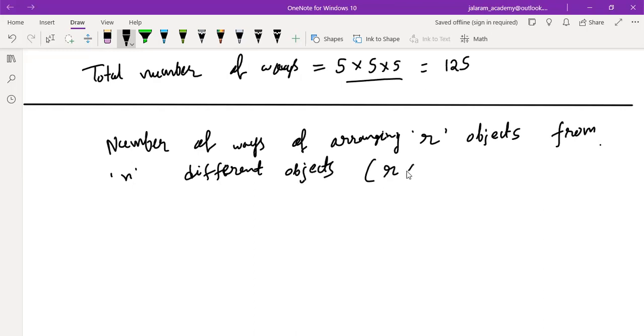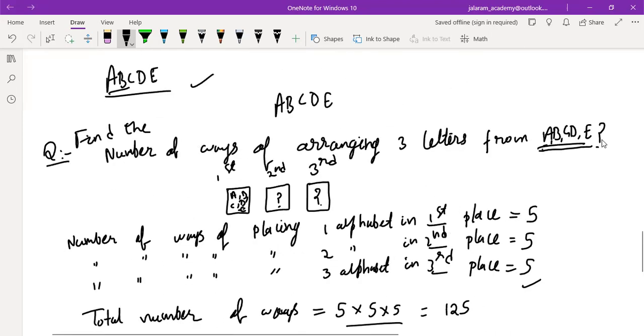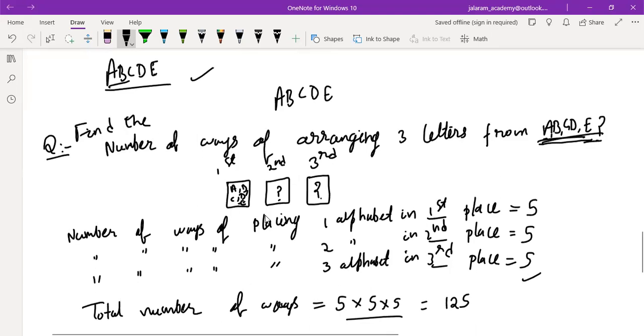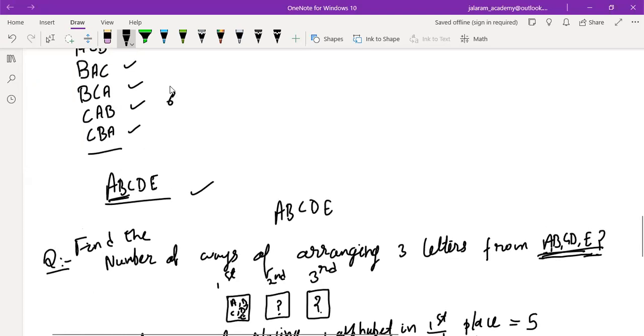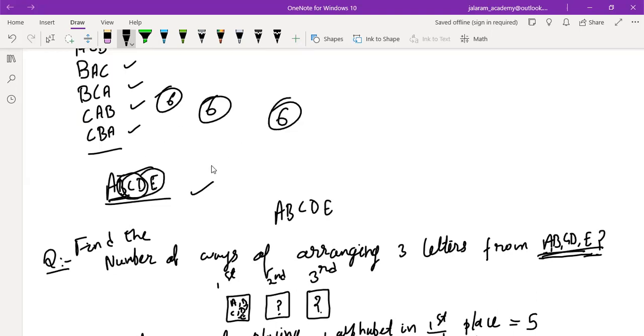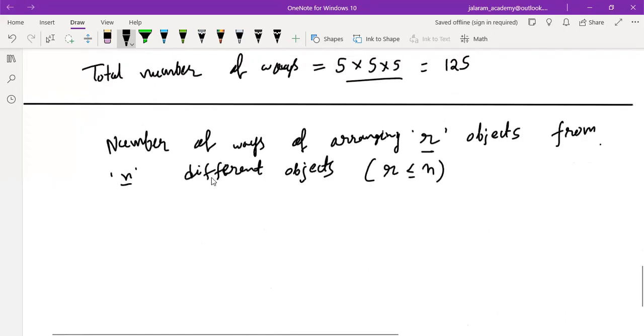Such that this R is less than or equal to n. Means the number of objects which we have to arrange is less than the number of objects which we have. Like in this question, we have 5 objects A, B, C, D, E, and we have to arrange only 3 objects. Is that clear to everyone? Means we can take any 3, A, B, C, and then we will arrange them. So there will be 6 methods. Then we can take B, C, D and we will arrange them in 6 methods. Then we can take C, D, E and we can arrange them in 6 methods. Is that clear to everyone? So ultimately what will be the number?